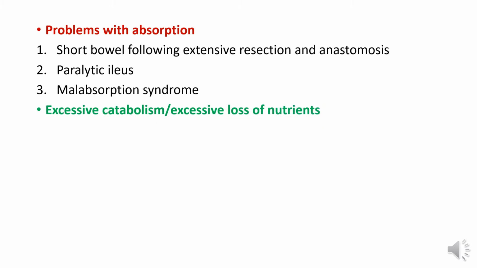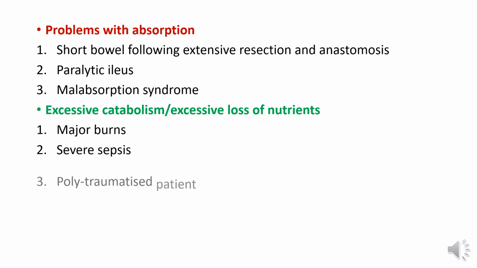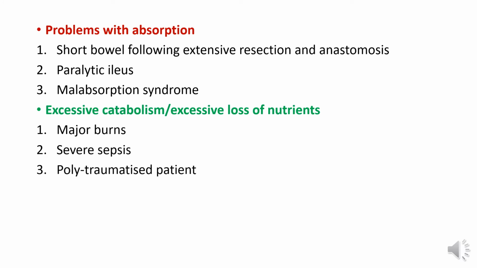Then excessive catabolism or excessive loss of nutrients. You have major burns, severe sepsis, in a polytraumatized patient, in malignancies. Now, in this condition, there is excessive catabolism. The body is breaking down more than it can take. So, such patients will require some form of additional augmentation or support. They have enterocutaneous fistula. In this case, there's excessive loss of nutrients.